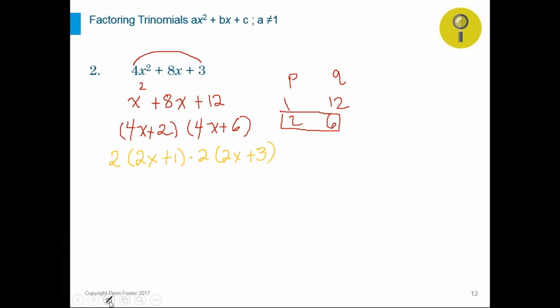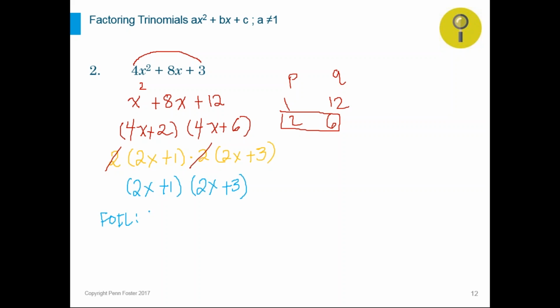Remember, those 2's that we have taken out of each binomial, they are extra. They are not needed. I just need to cancel them. And then write your final answer. Your factors are 2x plus 1 times 2x plus 3. You're not sure? Do the FOIL. Let's do that together. Just to have a habit of checking your answer, especially with a leading coefficient.